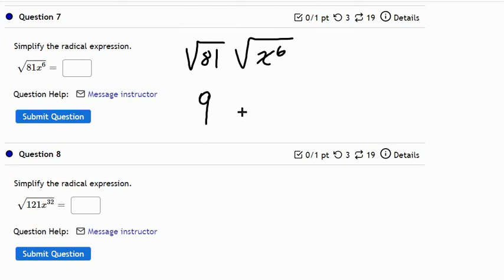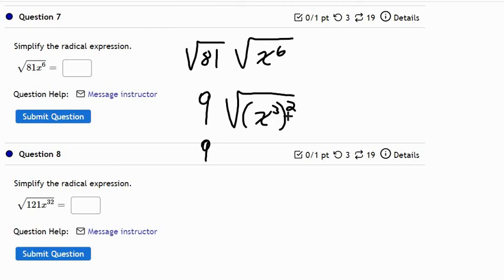Now the square root of x to the 6th, because it has a variable and the index is even, I'm looking for the power of x that, when I square it, I get x to the 6th. Well, that number is just half of 6. 6 divided by 2, the index of this radical, is 3, so the factor that goes here is x to the 3rd.